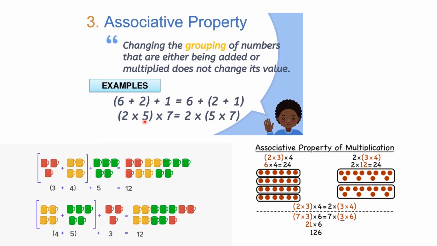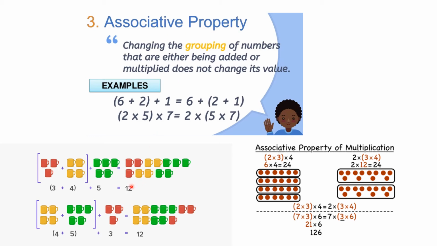Here also 2 into 5 is 10, then I multiplied 7, 10 into 7 is 70. But whereas on the right hand side, I have grouped 5 into 7 first. So according to BODMAS rule, I have to do the bracket first. So 5 into 7 is 35. 35 into 2 is 70. So in both the cases, LHS is equal to RHS. So addition and multiplication both of integers are associative.